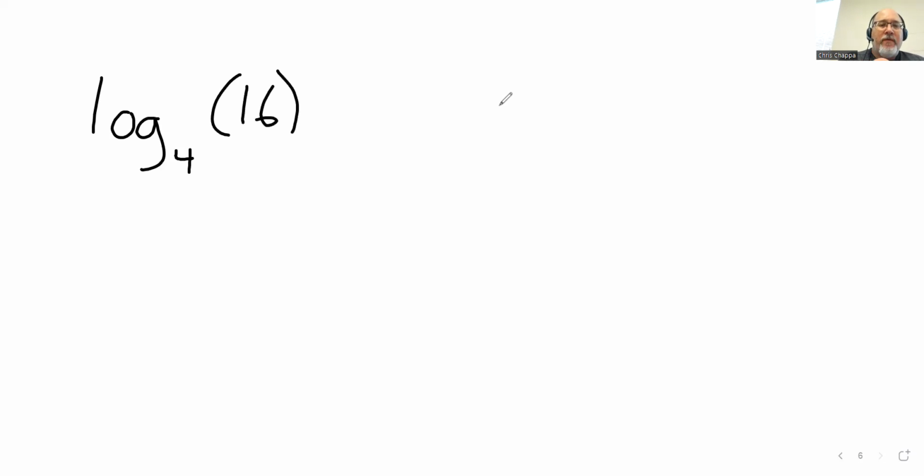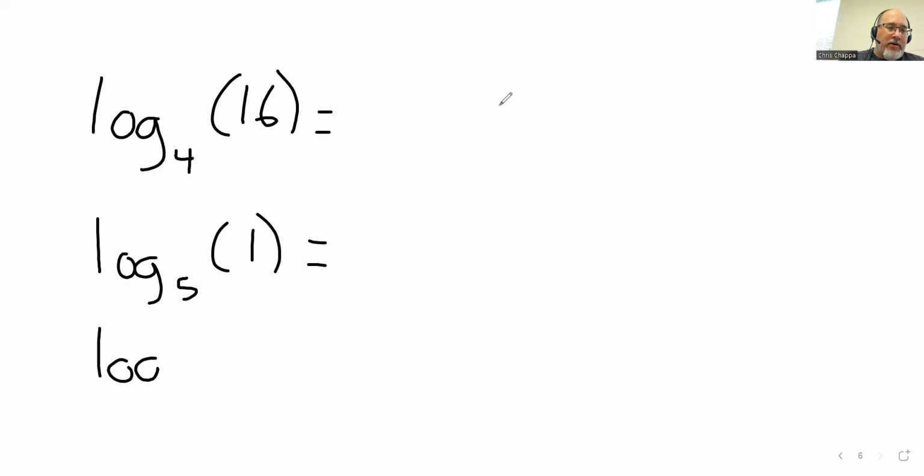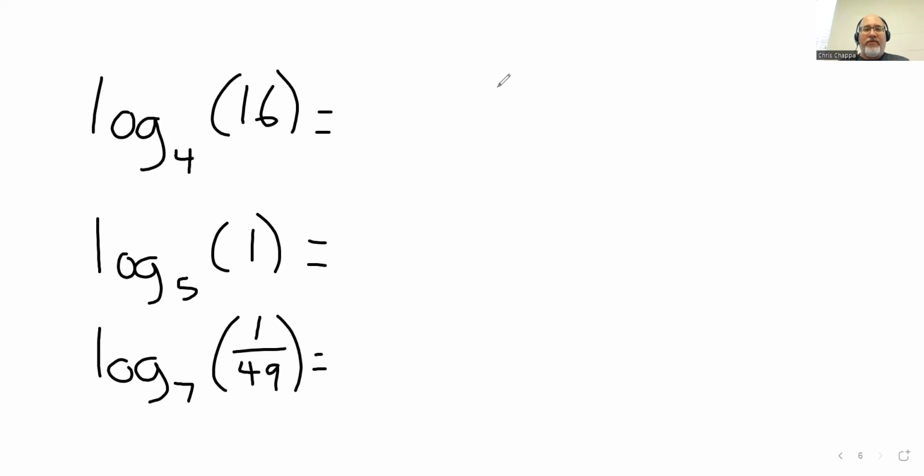This one is easy. We do log base 5 of 1. This one's also pretty easy. And log base 7 of 1 over 49. This one you have to think about a little bit. But I want you to think about what question each one of these is asking in terms of powers and bases. For example, what question is the first one answering?